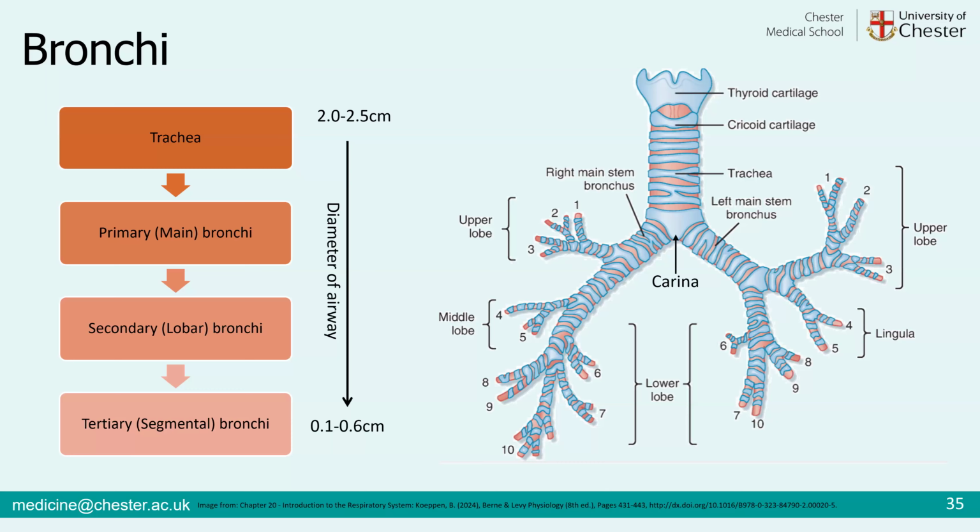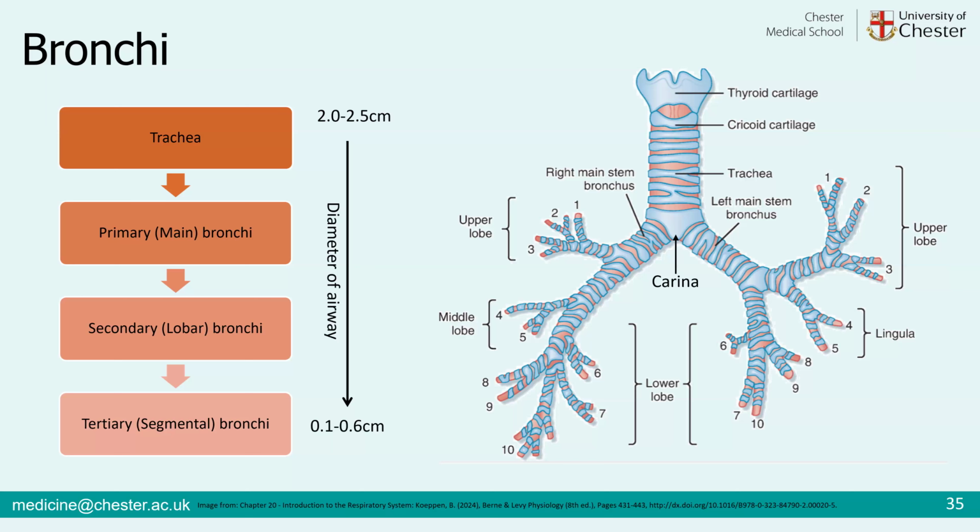And you can see with each division, as we go down, the diameter of the airway decreases. So the trachea has a diameter of around 2 to 2.5 centimeters. But by the time we get down to those tertiary or segmental bronchi, we're looking at a diameter of about 0.1 to 0.6 centimeters. The obvious thing to bear in mind, though, is we have one trachea and we have many of these. So even though the diameter is decreasing, we're not decreasing the capacity for airflow because we've got lots of them, okay?